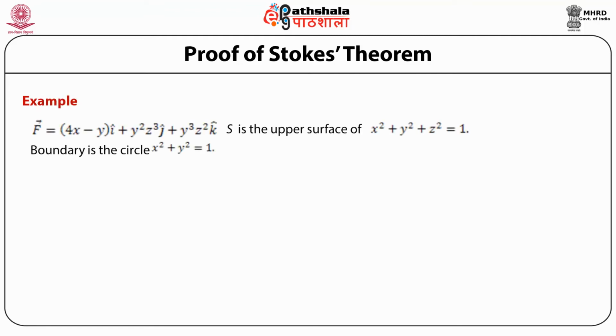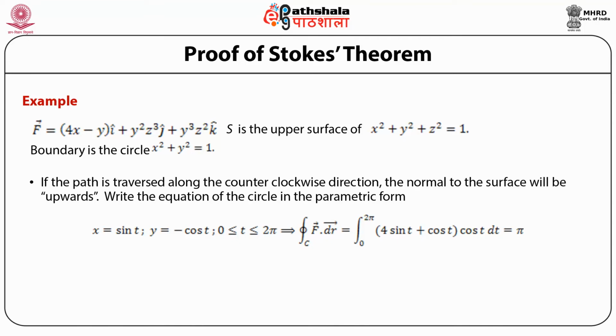F is equal to (4x minus y) i cap plus y square z cube j cap plus y cube z square k cap, where S is the upper surface of x square plus y square plus z square equals 1. The boundary is the circle x square plus y square equals 1. If the path is traversed in the counterclockwise direction, the normal to the surface will be upwards. So write the equation of the circle in parametric form as x equals sin t, y equals minus cos t, 0 less than or equal to t less than or equal to 2 pi.